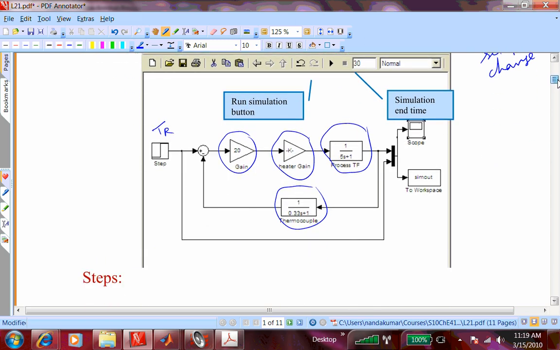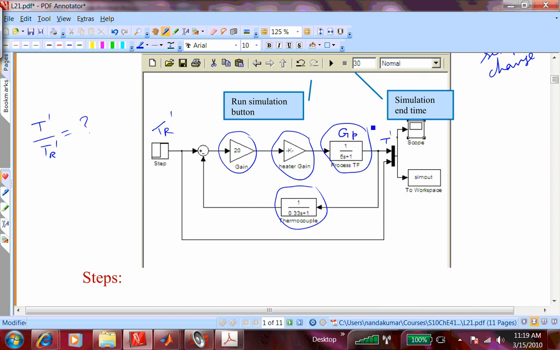So the goal now is to develop the effective transfer function between T prime and TR prime. Let me just put prime there. Okay? The output and the input. What is this effective transfer function, given this block diagram? Okay? And let me just represent these as symbols, and then we can substitute the transfer functions.